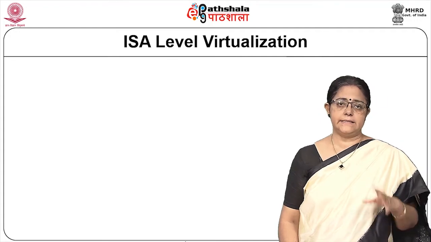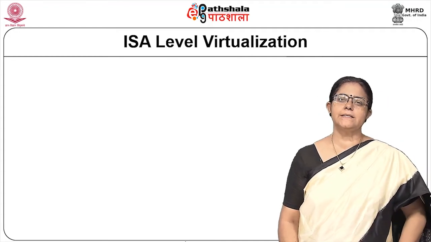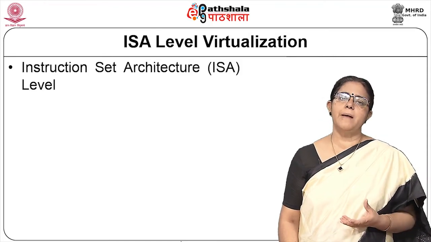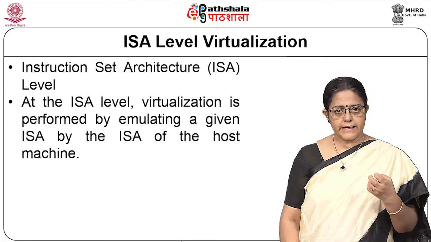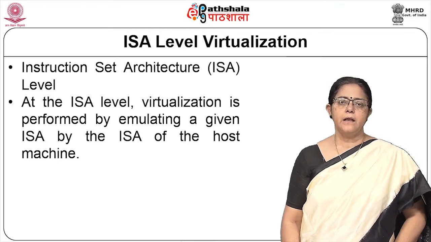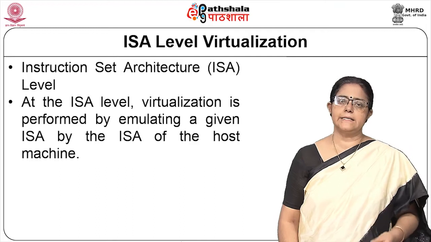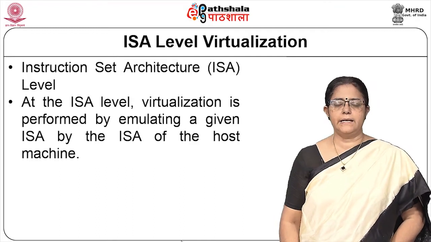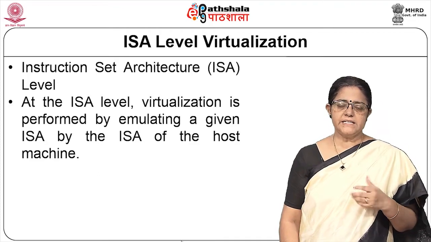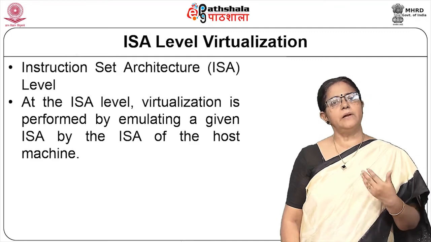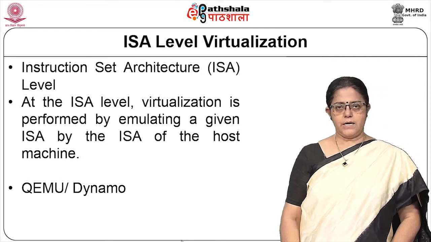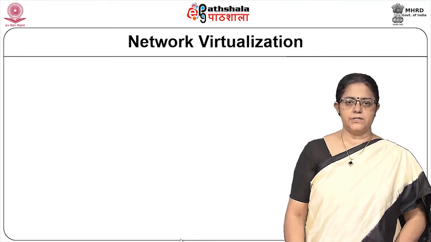Last but not the least in this list of machine level virtualization is the ISA virtualization. Typically the problem is that many times we compile a program for a specific ISA, but in case that ISA is not available, we want to run it on another ISA. At that point, ISA level virtualization emulates the behavior of one ISA on another. QEMU and Dynamo are examples of such virtualization.